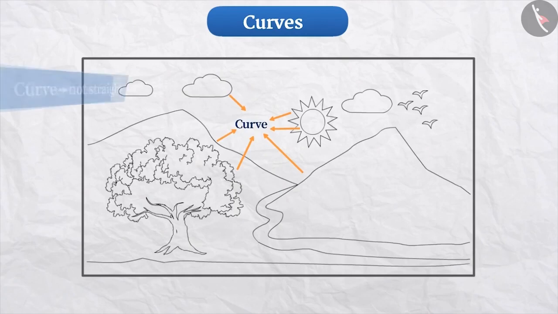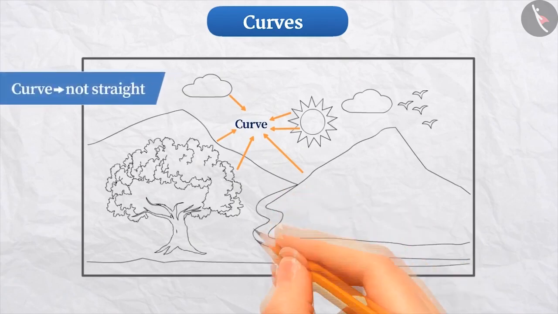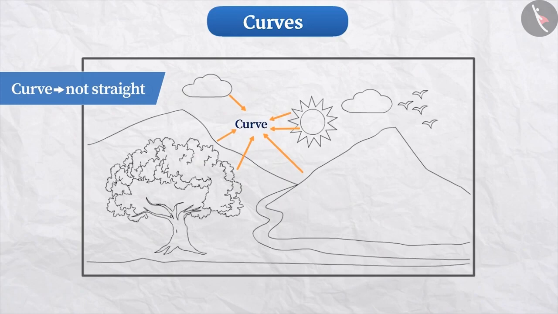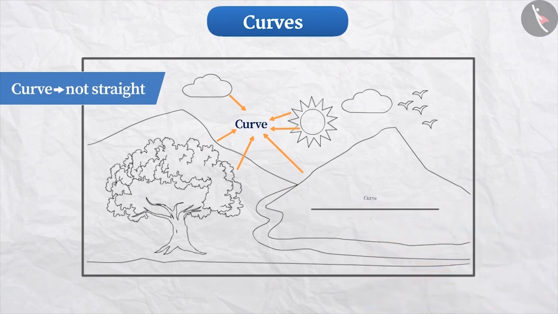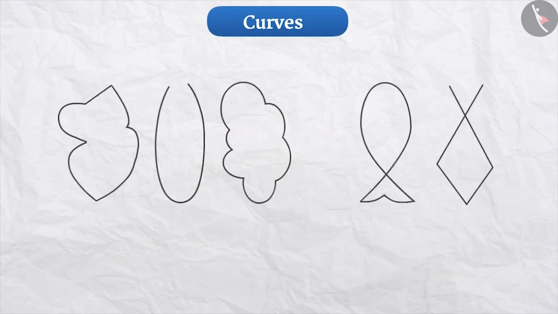However, a curve is usually a zigzag line. But it is not necessary that a curve is always a zigzag line. If we make a straight line on paper without picking up the pencil, then also it is known as a curve. Now look at these curves.